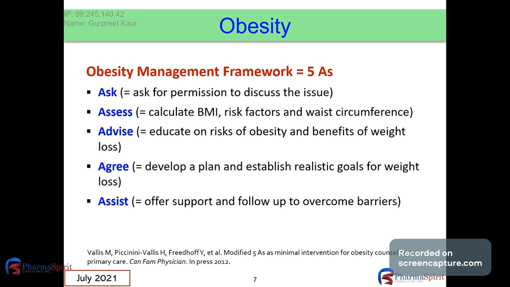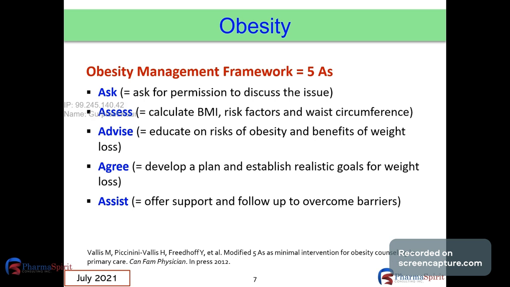Try to make sure that you are neutral, and keep in mind the patient may not be ready to discuss his weight with you. So that's fine. That's why you ask for permission. Number two is to assess. If the patient is okay to talk, you do assessment. You calculate the body mass index, and you calculate risk factors, and you measure the waist circumference.